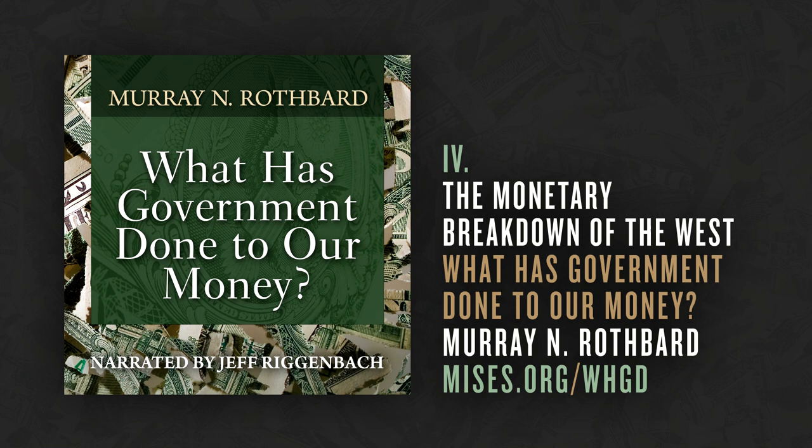Phase 7. The end of Bretton Woods. Fluctuating fiat currencies. August through December 1971.